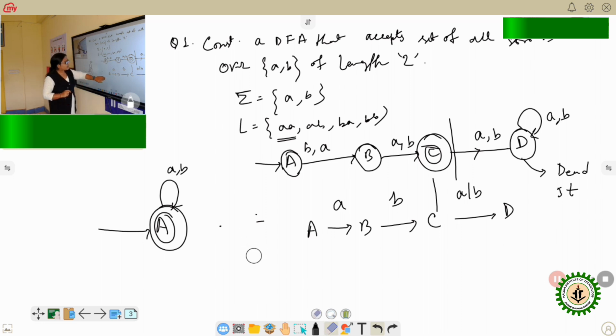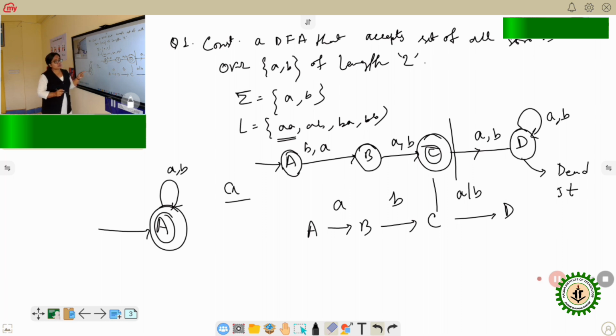That is quite different from it. If I consider the string is A, and suppose this is the DFA where initial and final both are same state. Now, is this string accepted by this DFA? A is accepted by this DFA.